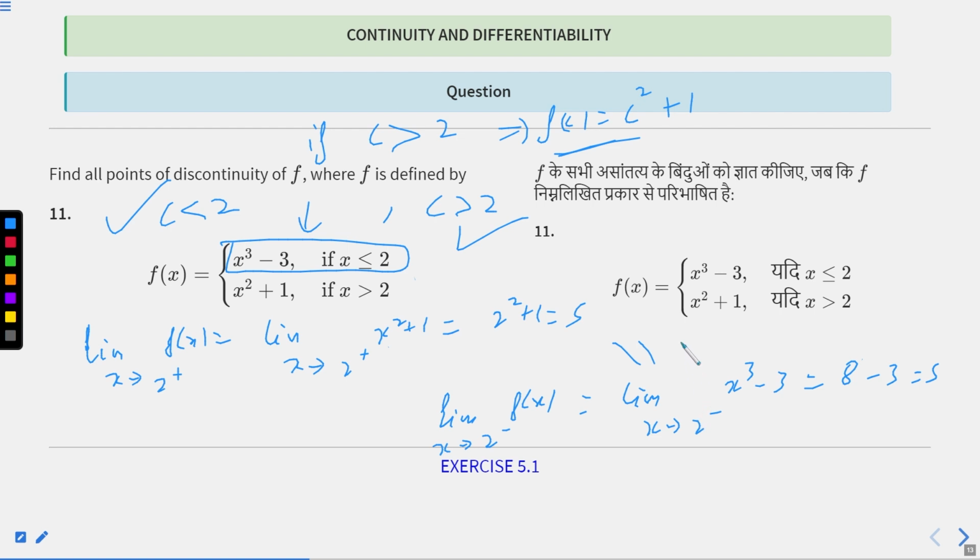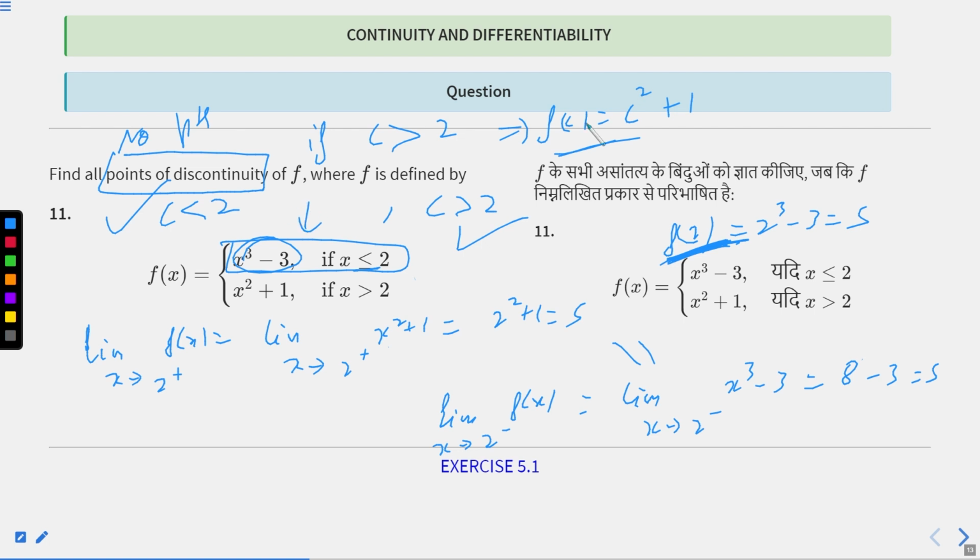Okay, so far so good. Now what about at point 2? So f of 2, as you can see, equality is there. I have to choose this. So this will be 2 cube minus 3, which means 5. So the left hand limit, right hand limit, and the actual value of the function at point 2 are all the same. This means it is continuous. So it is continuous at every point in the domain. So no points will we have of what? Discontinuity. No points. Clear? Okay.